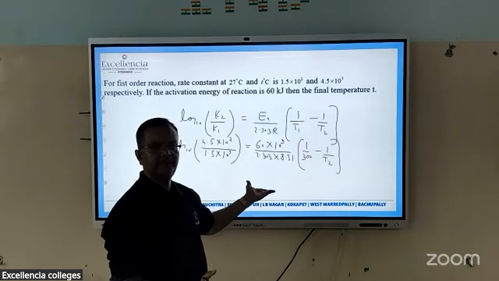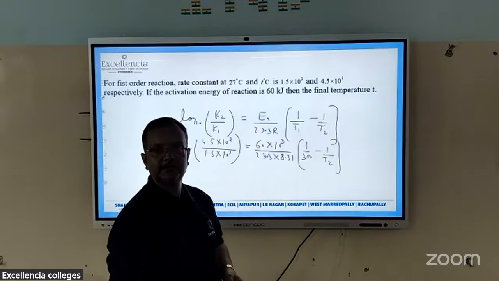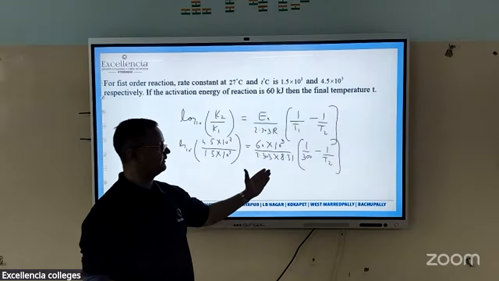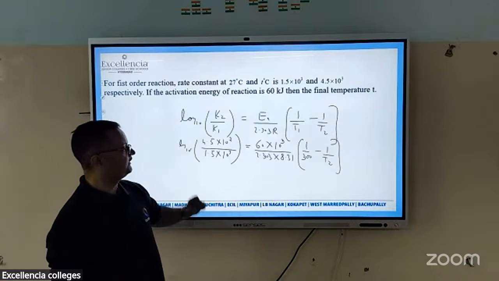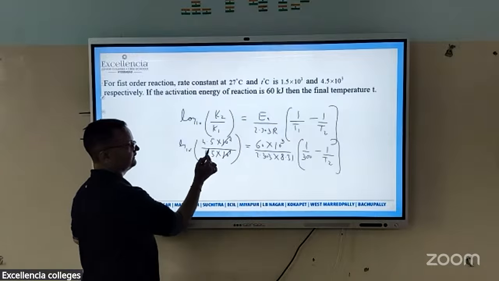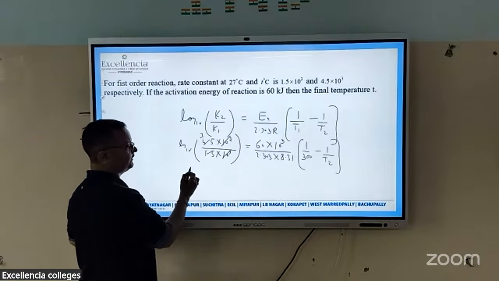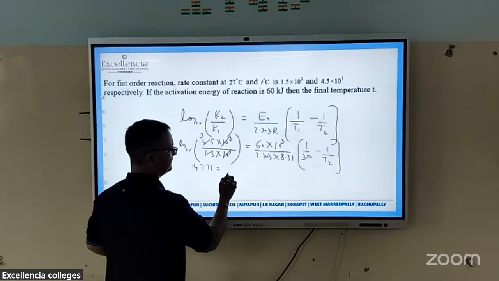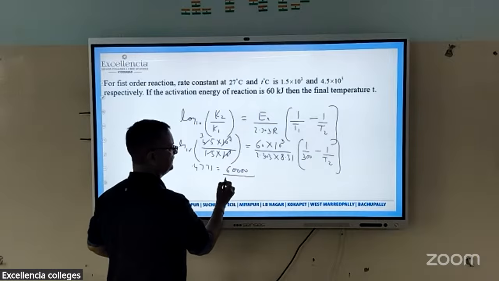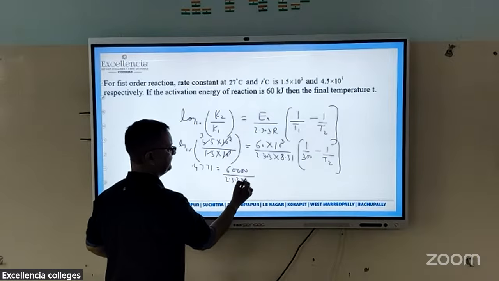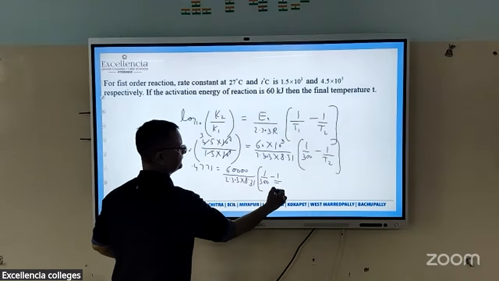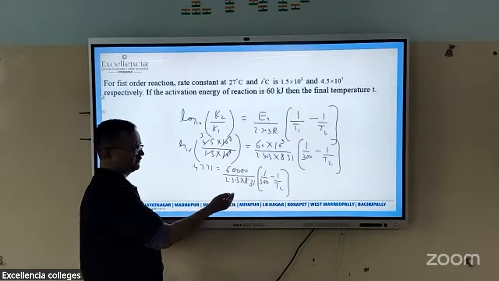But the concept is very simple. We are simply applying the Arrhenius equation. So this has to be solved. How much is it? Say log 3. And log 3 is 0.4771, equals 60 into 10 to the power 3 upon 2.303 into 8.31 into 1 upon 300 minus 1 upon T2. We're getting this, so then we can solve it.